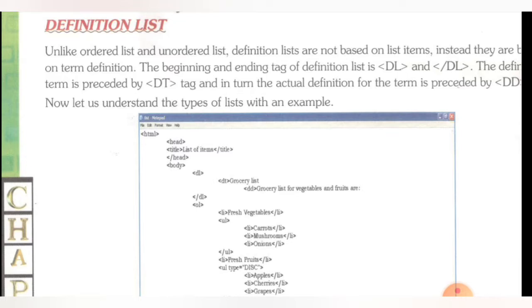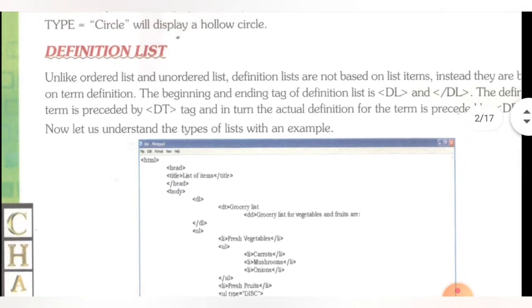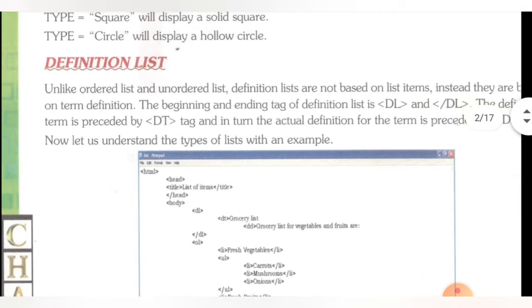In definition list we use the tag dt. The beginning and ending tag of definition list is dl. The definition term is preceded by the dt tag, and then we are using dd. In definition list we are using three tags, that is dl, dt, dd. dl is used to specify definition list.